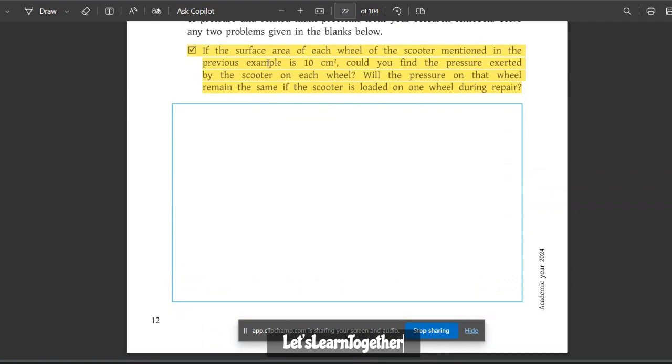Then we have a math problem here. If the surface area of each wheel of the scooter mentioned in the previous example is 10 square centimeter, could you find the pressure exerted by the scooter on each wheel? Will the pressure on that wheel remain the same if the scooter is loaded on one wheel during the repair?